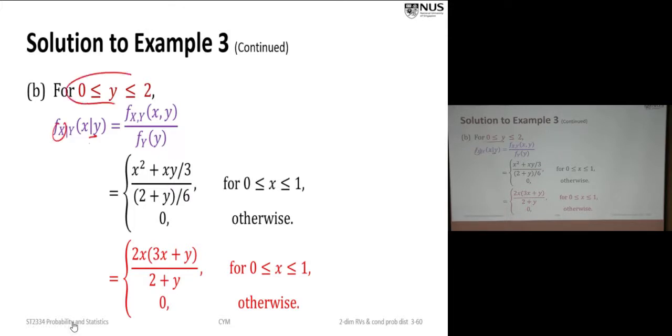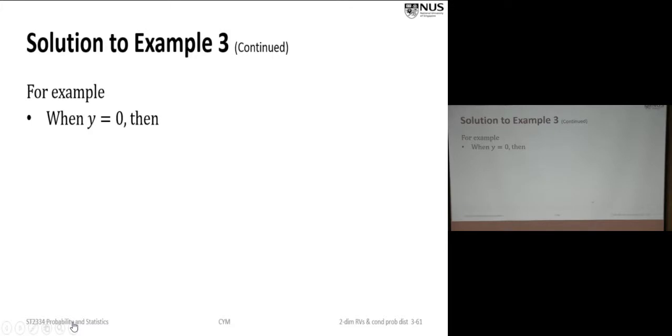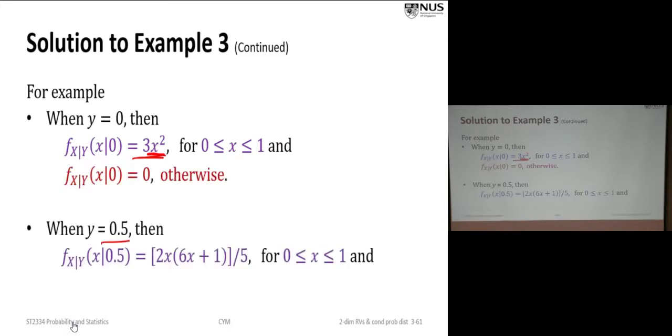This one is valid for y between 0 and 2, and then you work it out, and this is the expression for x between 0 and 1. So if you substitute y equals 0, then the behavior of x will be 3x squared. While if you substitute y equals 0.5, then x will behave as the marginal distribution of x when y equals 0.5 is given by this expression, which again is different from this one. These two are not the same. So you can see this also supports that x and y are not independent.